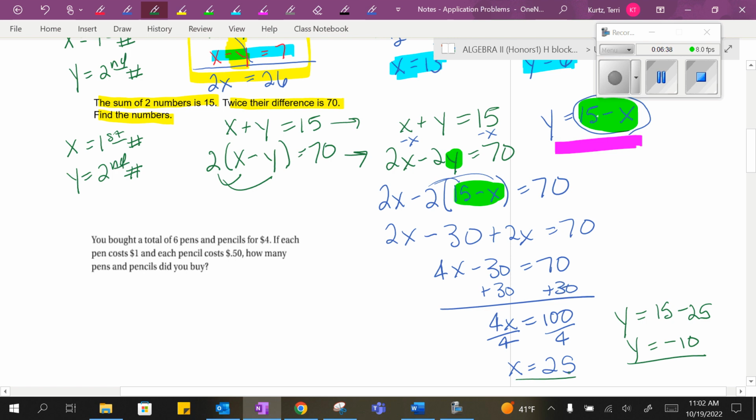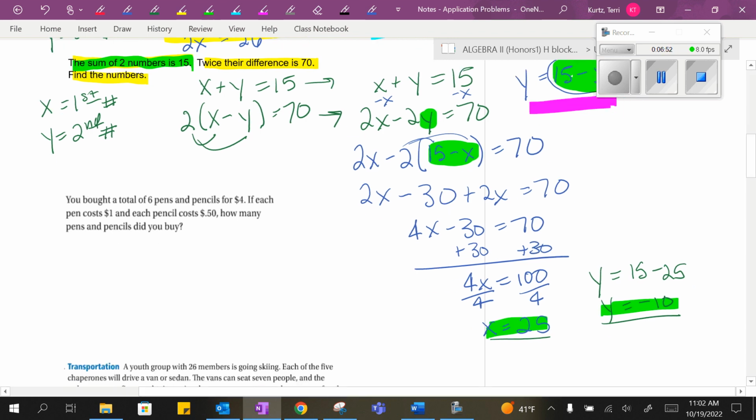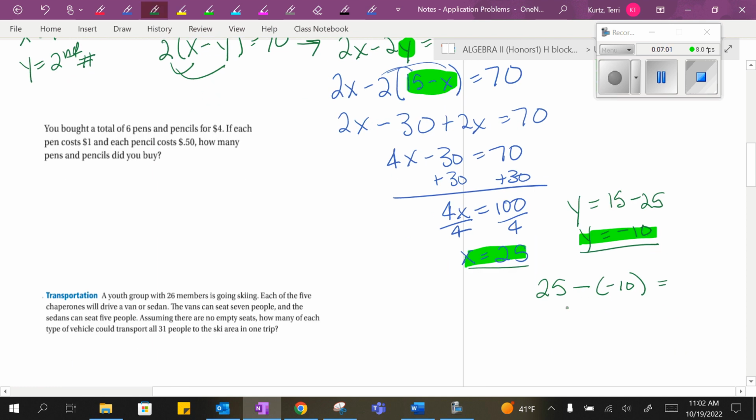So the sum of two numbers is 15, and yes, so I'm looking up here, sum of two numbers is 15. So 25 plus negative 10 would give us 15, and twice their difference is 70. So if I look at their difference, if I take 25 minus negative 10, I get 25 plus 10 is 35. So that's their difference. If I multiply that by 2, I get 70.